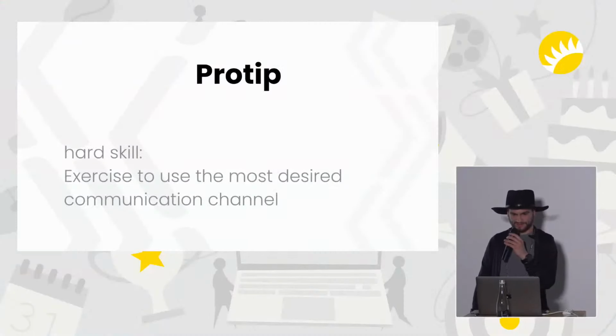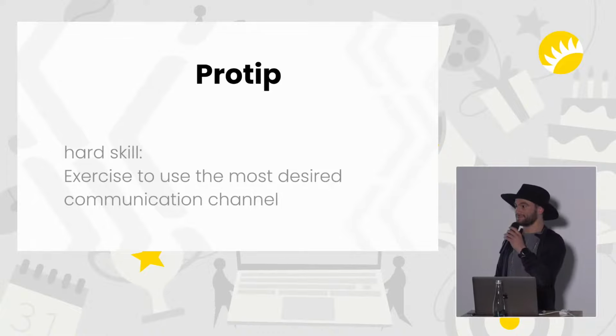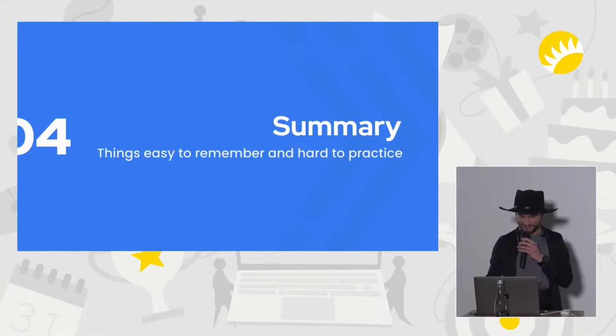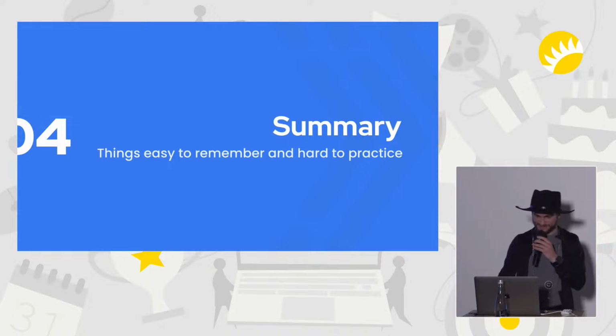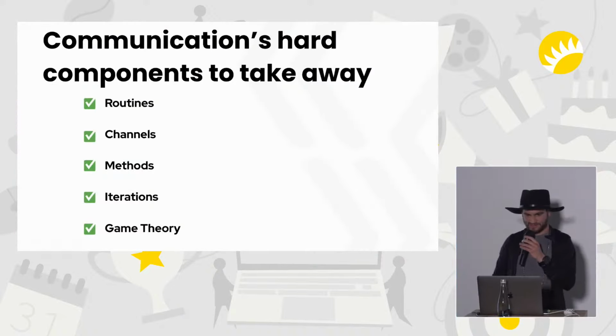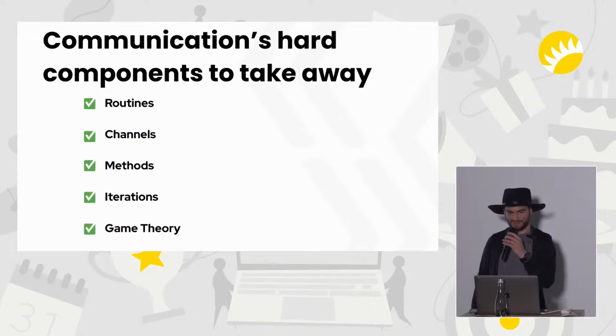All right, no summary yet. Almost summary. Pro tip: hard skill exercise to use the most desired communication channel. Yeah, that's a good pro tip. Do it. So summary: easy things to remember and hard to practice. Routines, channels, methods, iterations, game theory.